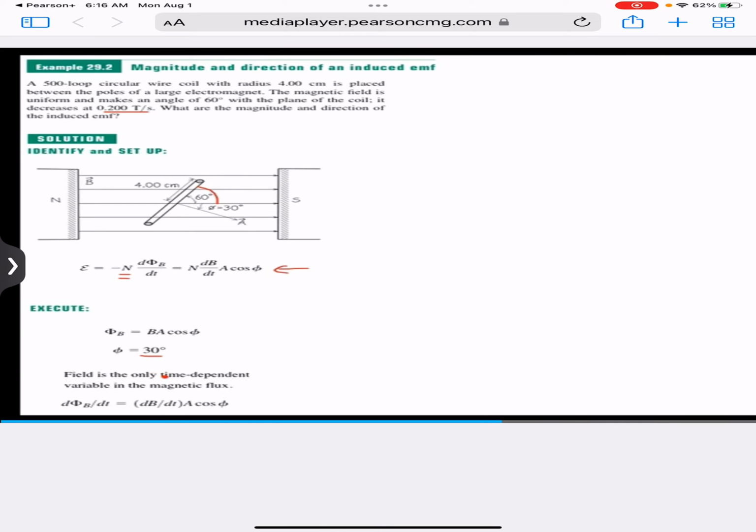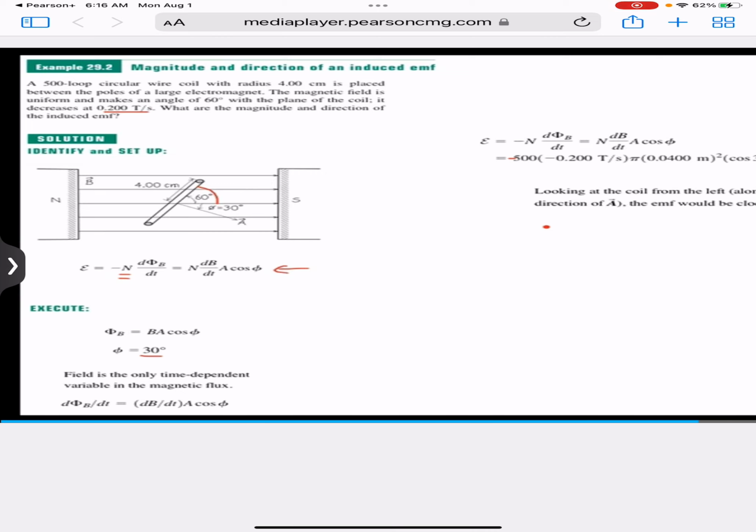The field is the only time-dependent variable in the problem, and so d phi dt is simply dB dt times A times cosine phi. So I can calculate the area from the radius, and I have N, and I have dB dt, which is minus 0.2 Tesla per second. In fact, I need a minus sign out in front. These two minus signs cancel, and I get 0.435 volts.